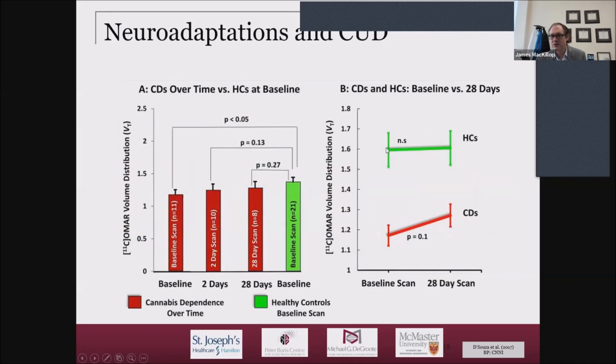The healthy controls show no differences. Nothing's changed. They're still not using cannabis. Fortunately, we see some rebound in the cannabis-dependent individuals, a gradual increase. This is a very small study, only about a dozen people in each group here. But we do see basically some return of function in terms of the number of CB1 receptors.